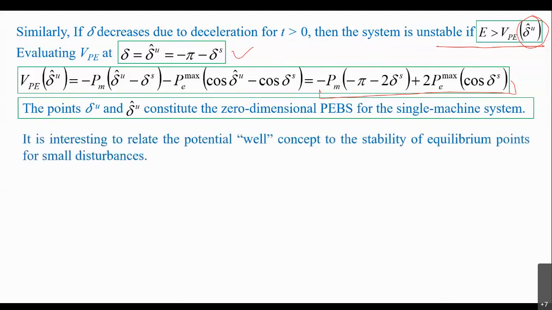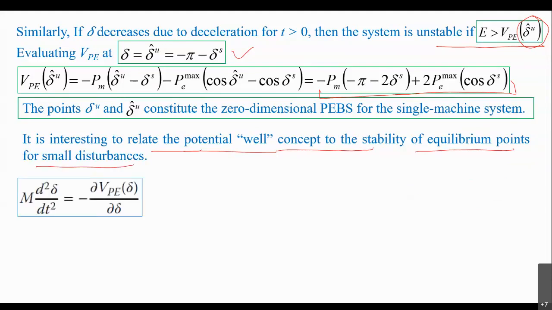So it is interesting to relate the potential well concept. This is known as the potential well concept, like your curve is looking like this. Therefore this is known as the potential well concept of PEBS for single machine infinite bus. So to the stability of equilibrium points for small disturbance, this concept also can be extended if we consider the small disturbances as well. How is it?